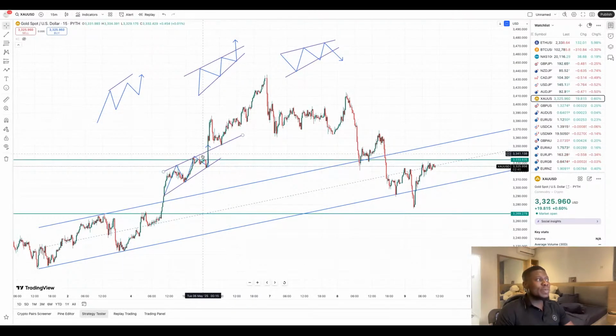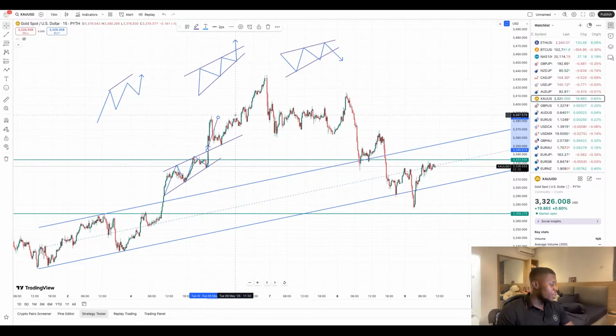So on this aspect, this breakout happened at this place. How do you measure your target? You measure your target from here to this place. Then this is your target from the point of breakout. So when you take this trade, this is your target.